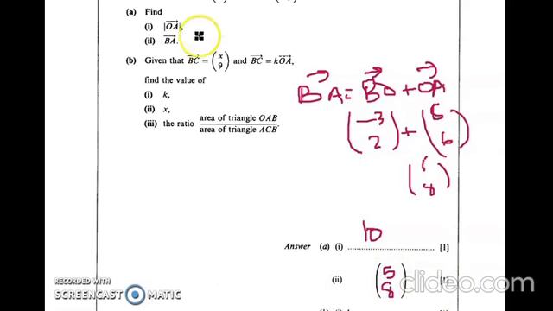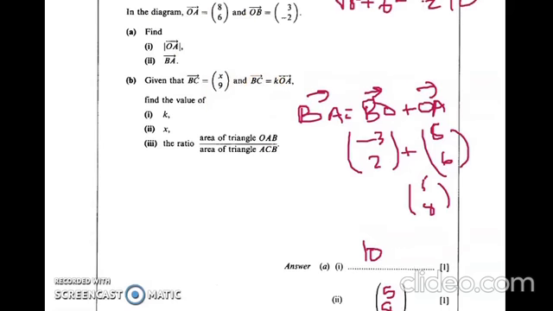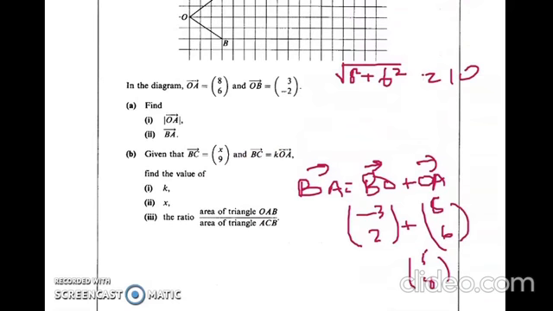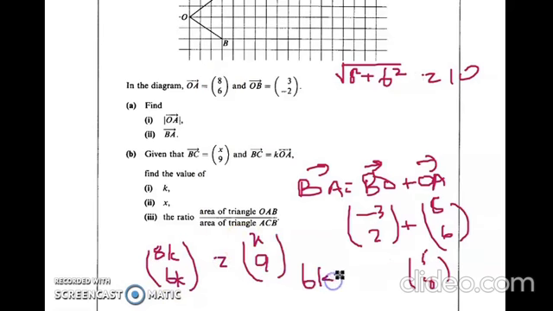Okay, given that BC is x, 9 and BC is equal to K OA, that means BC is parallel to OA. Find the value of K. Okay, so K OA means 8K and 6K, which equals BC, that is x and 9. So that means 6K equals 9. We can easily find out K with this. So 9 divided by 6 is 3 upon 2. So K is 3 upon 2.